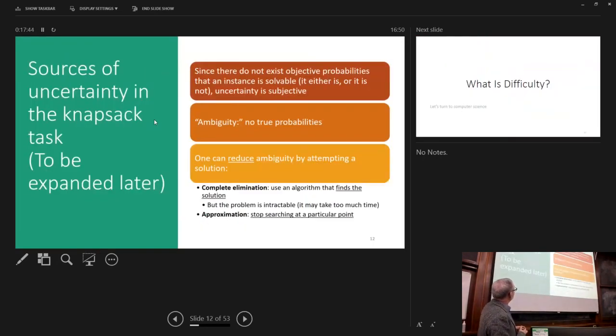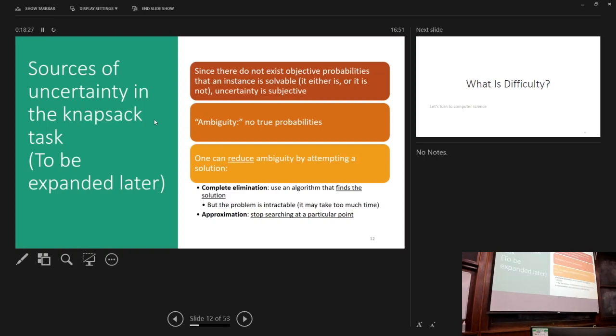Let me say a little bit more about these sorts of uncertainty in the knapsack task, and I'm going to expand that later because in this slide one important aspect is missing. Since there do not exist objective probabilities that an instance is solvable, the uncertainty is completely subjective. So there is what economists call ambiguity. There are no true probabilities. In fact, it's worse than the usual ambiguity that economists talk about, because in their experiments there is always some kind of true probability. But you can reduce the ambiguity by attempting a solution. You can completely eliminate the uncertainty by using an algorithm that finds the solution.